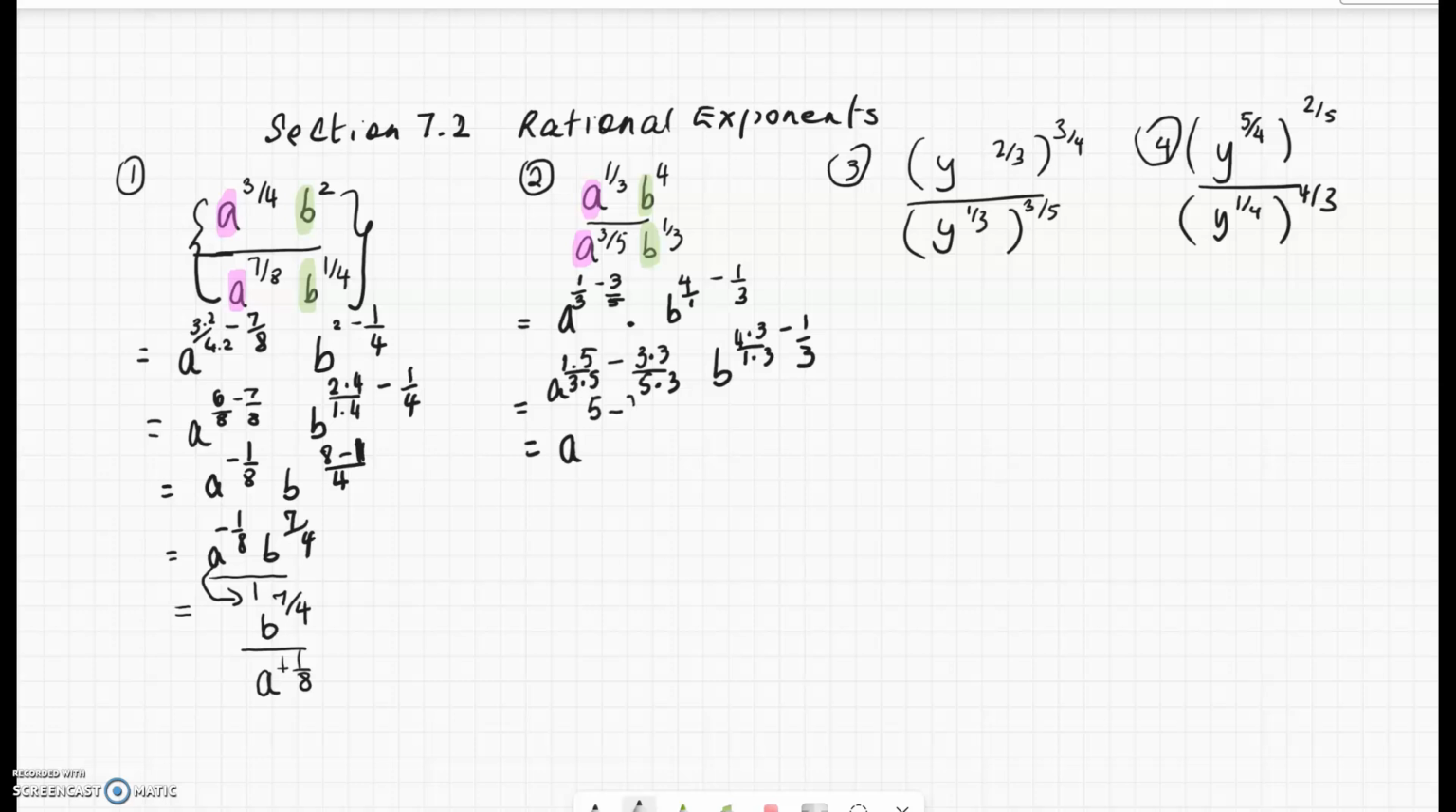So that's 5 minus 9 over 15. The common denominator is 15. And b to the 4 times 3 is 12 minus 1 over 3. So that is equal to a to the negative 4 over 15 times b to the 11 over 3. Move this down and you get b to the 11 over 3 over a to the 4 over 15.